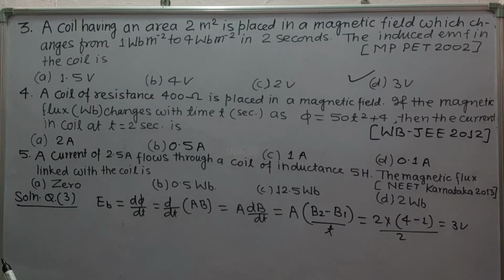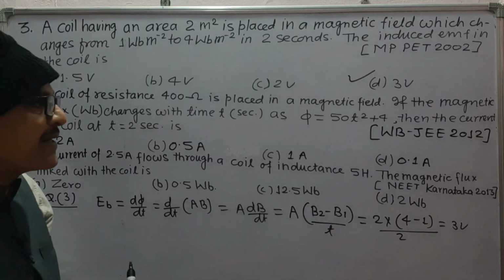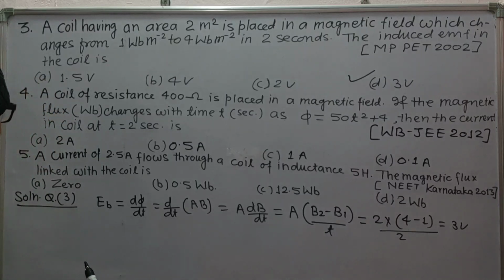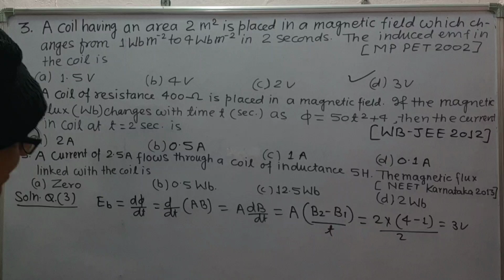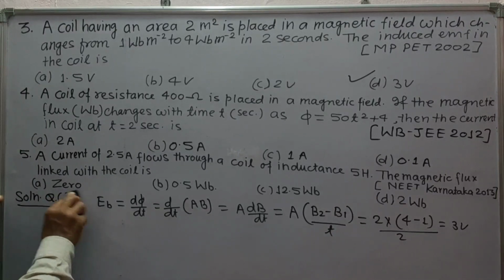Next question number 4. The question is, a coil of resistance 400 ohm is placed in a magnetic field. If the magnetic flux in Weber changes with time t in seconds, as phi is equal to 50 t square plus 4, then the current in the coil at t is equal to 2 seconds is. Now solution to question 4.